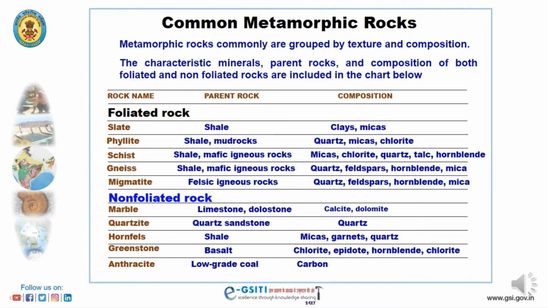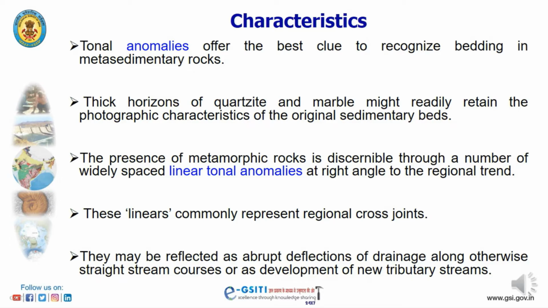Image interpretation of metamorphic rocks. Common metamorphic rocks. Metamorphic rocks commonly are grouped by texture and composition. The characteristic minerals, parent rock and composition of both foliated and non-foliated rocks are included in the chart below. Tonal anomalies offer the best clue to recognize bedding in metasedimentary rocks. Thick horizons of quartzite and marble might readily retain the photographic characteristics of the original sedimentary beds.